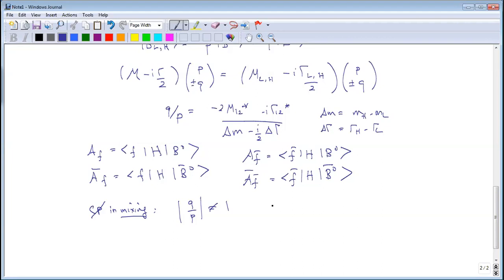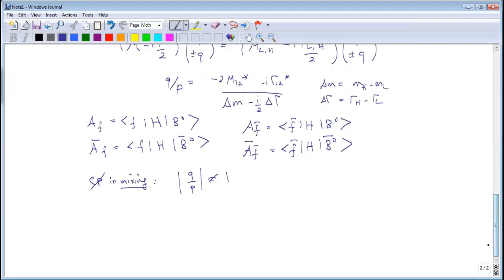There's also CP violation in decay. This is one of the things we were calling direct CP violation last time. That would be if the absolute value of the amplitude A bar F bar, as defined there, over AF is not equal to 1. So this is the clear statement that for the conjugate, the B bar going to F bar, if CP was not violated, you would expect that to be equal in magnitude to the amplitude of B going to F.